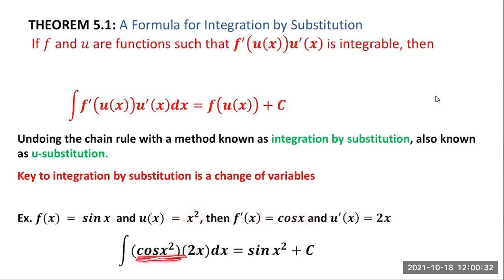This is actually f prime of u of x, and this is precisely u prime of x, the derivative of this function. Okay, so that means we have this exact form over here. So this is f prime of u of x times u prime of x. So the integration should be f of u of x plus c. What is f of u of x? To find f of u of x, you need to replace this x by u of x, and you get sine x squared plus the constant.